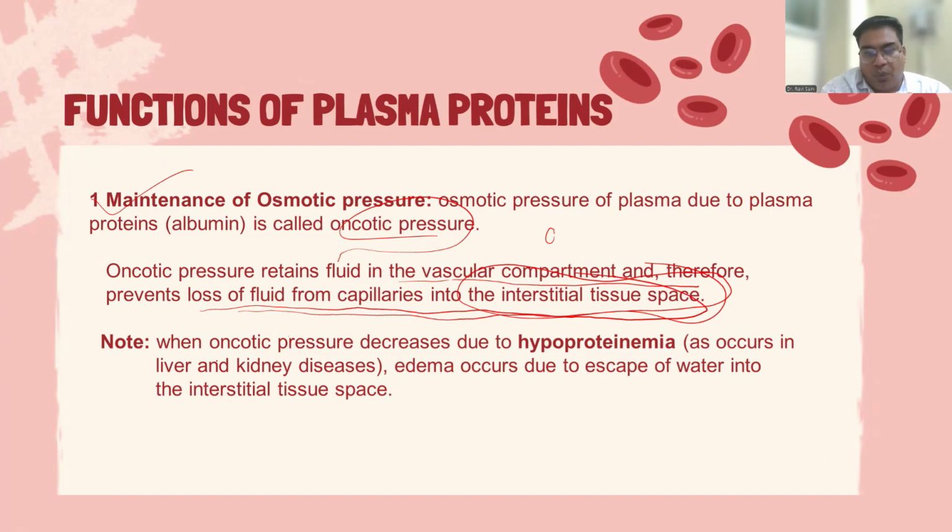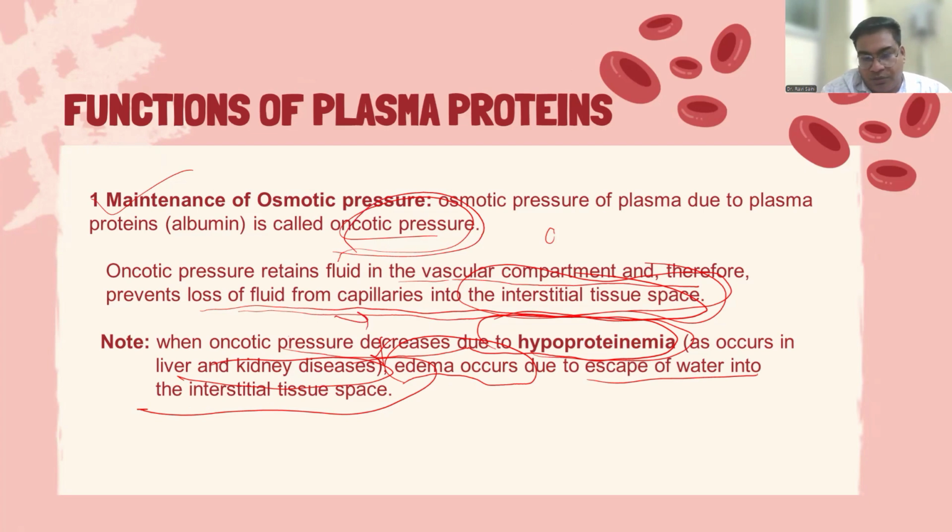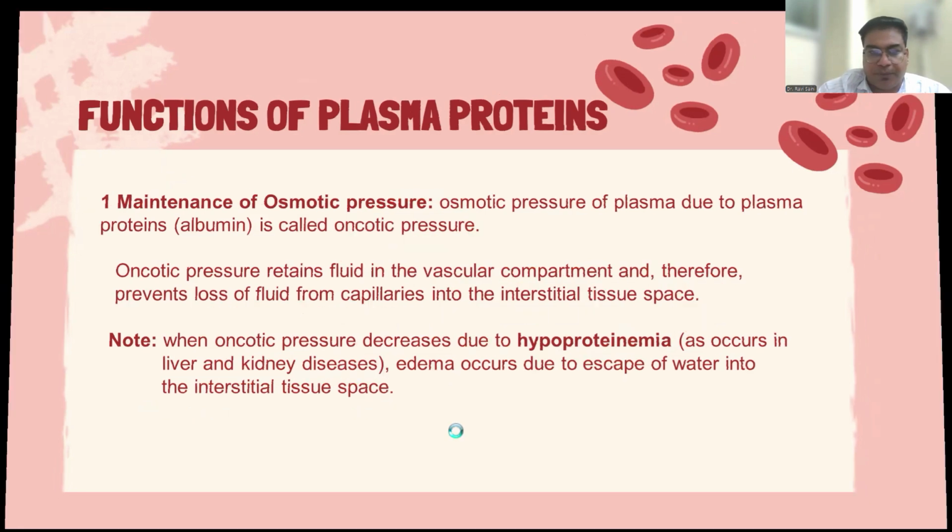tissue space. When oncotic pressure decreases due to hypoproteinemia, meaning the concentration of albumin is decreasing due to some liver and kidney diseases, that condition is known as hypoproteinemia. Finally, it will lead to the edema due to escape of water into the interstitial tissue space, because due to less concentration of albumin protein, oncotic pressure decreases, the water is finally collected into the interstitial tissue spaces and leads to the edema formation.